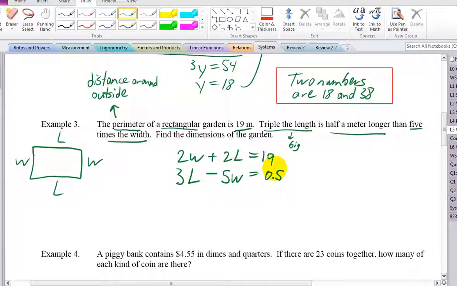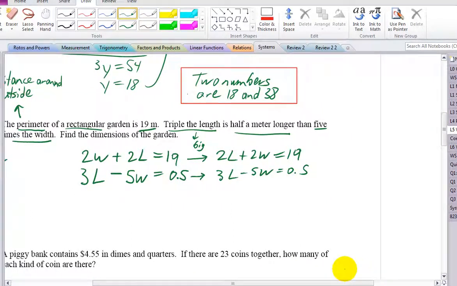All right? Good. So a couple things. First of all, let's switch the first equation so that we have our variables lining up. We wouldn't want to switch the second one because minus 5W is weird. So let's just go 2L plus 2W equals 19. It's always great to line those up. And for the second one, we'll go 3L minus 5W equals 0.5. There we go. So let's eliminate. We can change them again if we want. Maybe, do you guys want to eliminate the L's or the W's?